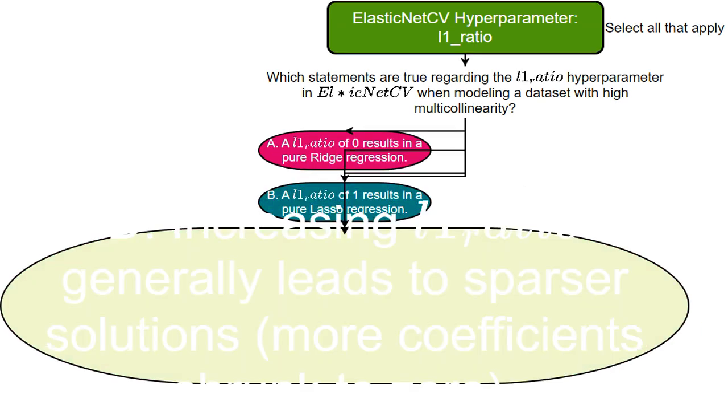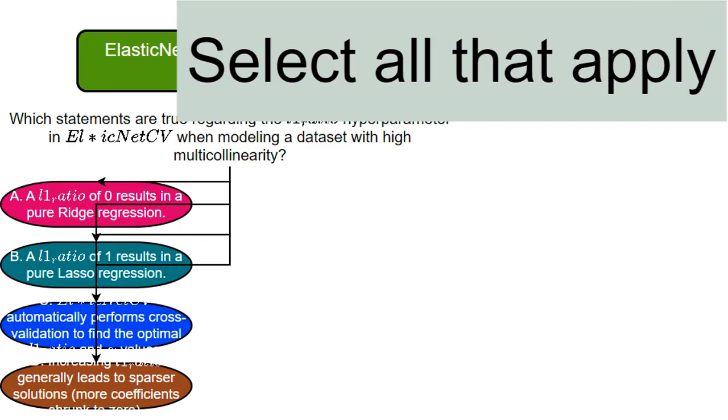As I increase L1_ratio, I'm increasing the lasso component's influence. Lasso is known for shrinking many coefficients to exactly 0, leading to a sparser model. That means fewer features are considered important in the model. This instruction means I need to pick all the statements that are true, not just one.